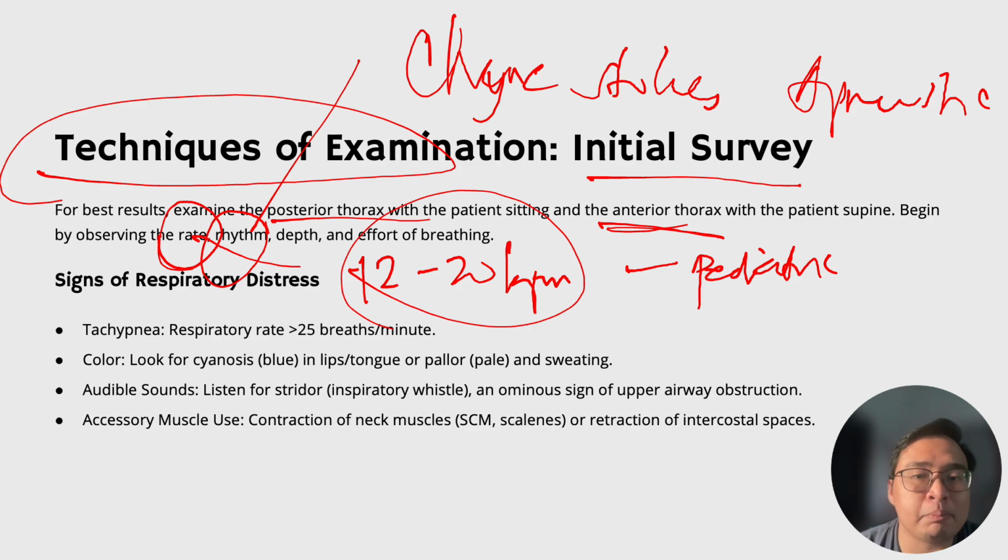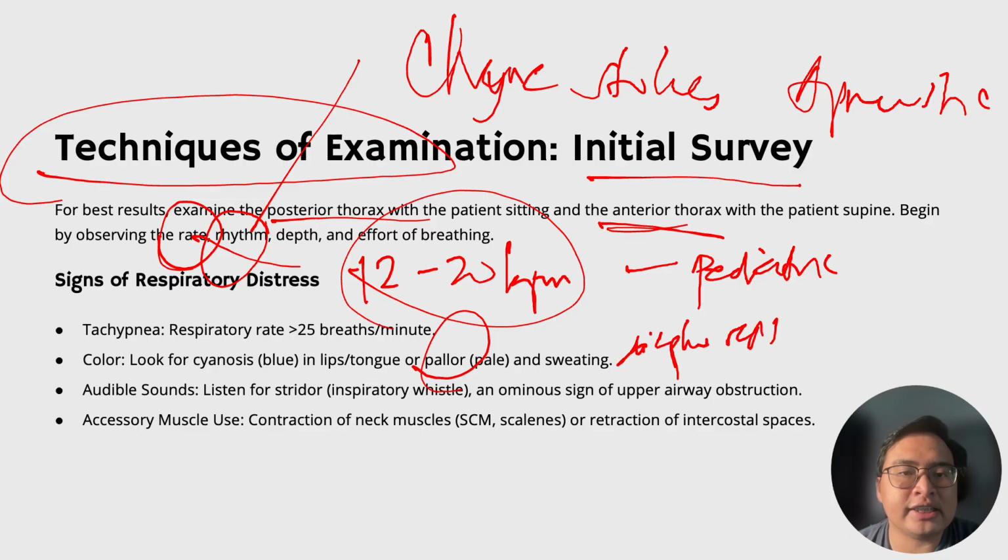You also need to look at the patient's color. So look for cyanosis at the patient's lips or tongue. If you look at the membranes, there should be no central cyanosis. Okay, you could also check the patient's palms if there is any pallor and if there is any sweating or diaphoresis. Why are you looking for these signs? Because this may be seen among patients with either pneumonia or cardiac disease.